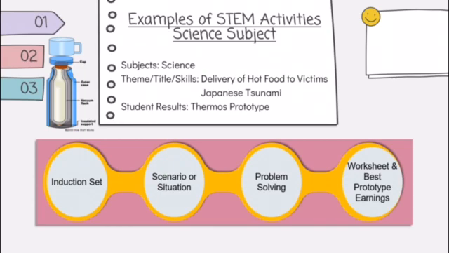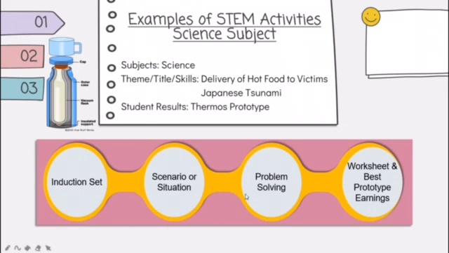The first is the induction set. Classroom teaching can be started by showing the video Tsunami in Japan to students. The second step is scenario or situation. At this stage, the teachers should explain in detail about the video or situation based on the induction set.